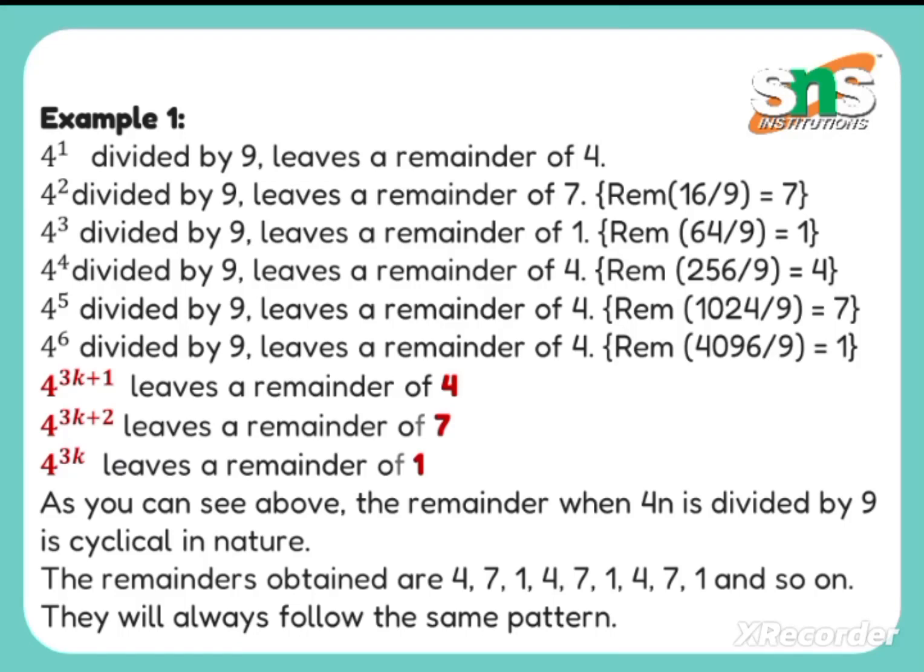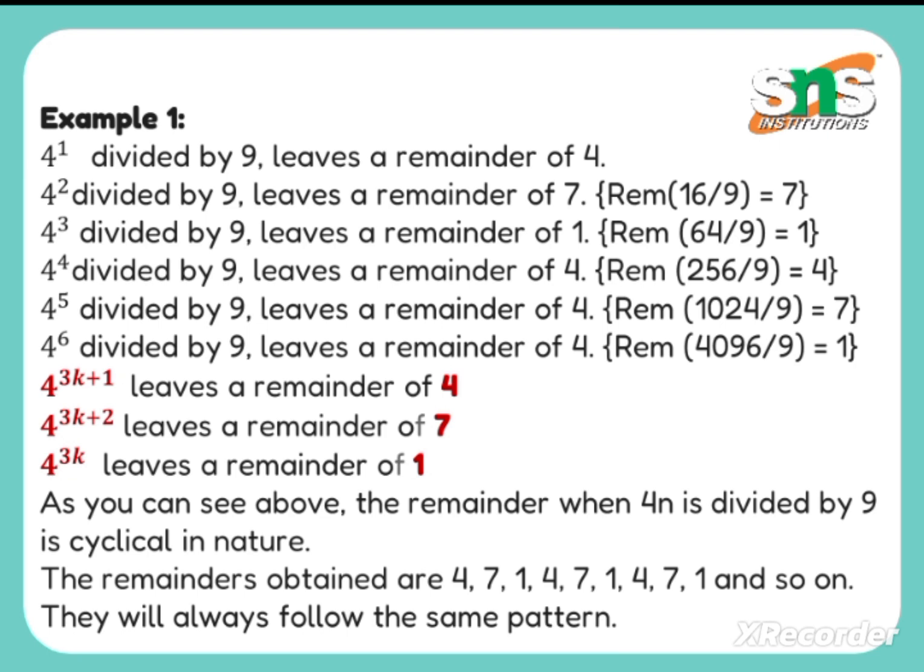In continuation with the cyclicity of remainder concept, we shall see some more examples in connection with the concept. Here we have 4 to the power of n divided by 9 leaves a remainder 4. Next we have 4 to the power of 2, which is divided by 9, again leaving a remainder 7. That is, 4 to the power of 2 is going to be 16. When you divide 16 by 9, your remainder is going to be 7.